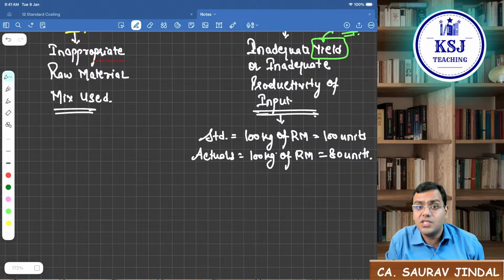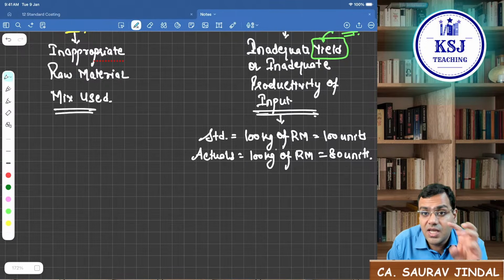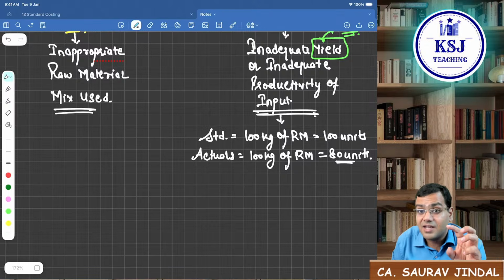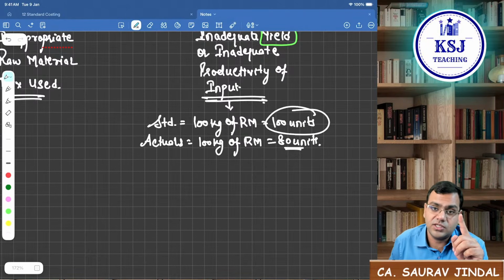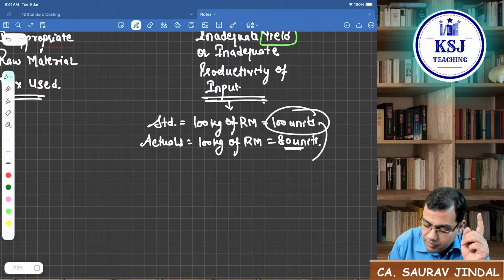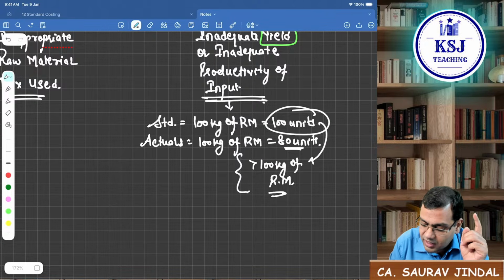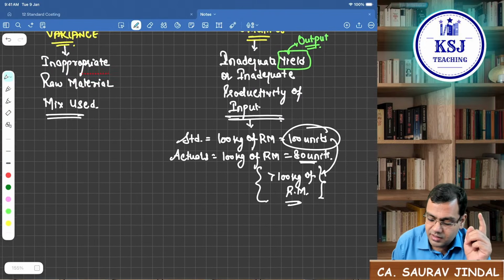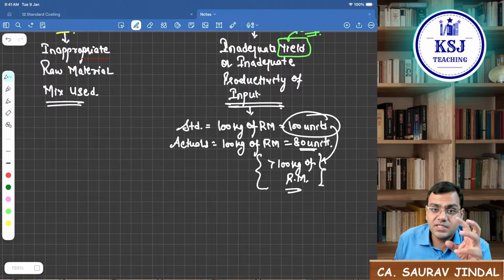Sir, here there is no difference in the raw material quantity. Yes, there is no difference in the raw material quantity, but from the same raw material quantity, you are getting a lesser output. So if you want to manufacture 100 units, you will need more than 100 kg of raw material. Is that clear? So obviously, when you now need more than 100 kg, this will lead to your quantity variance, right?